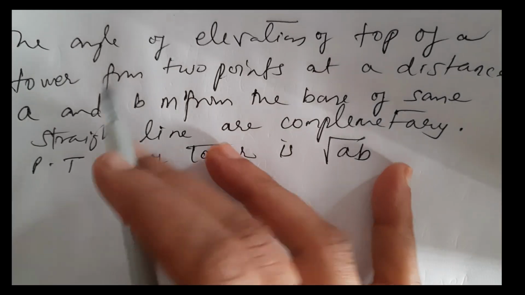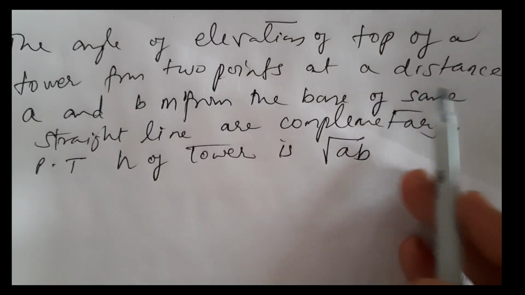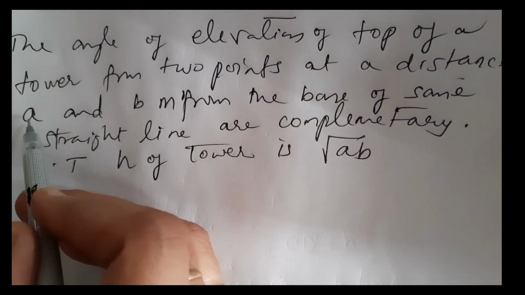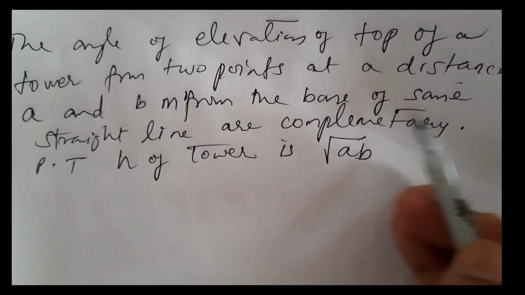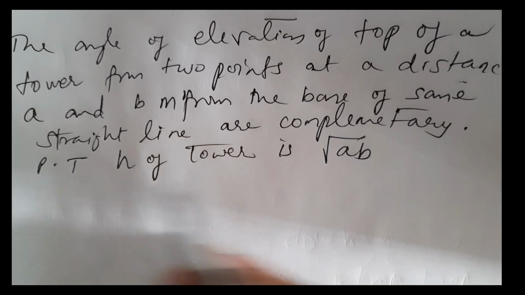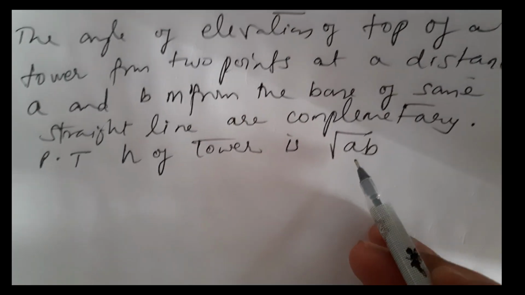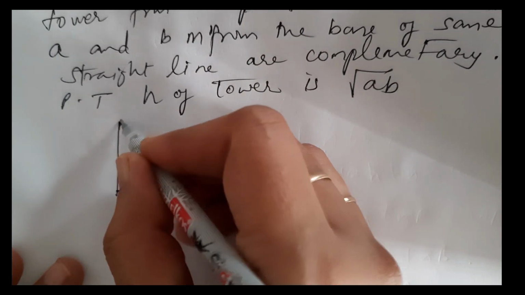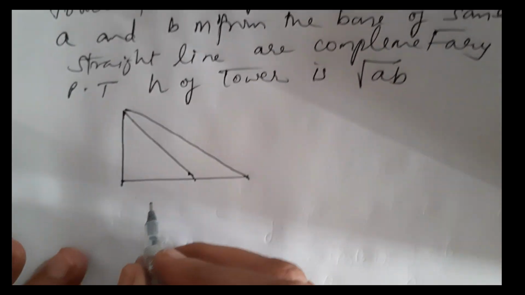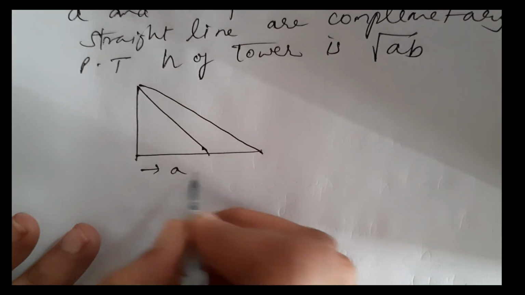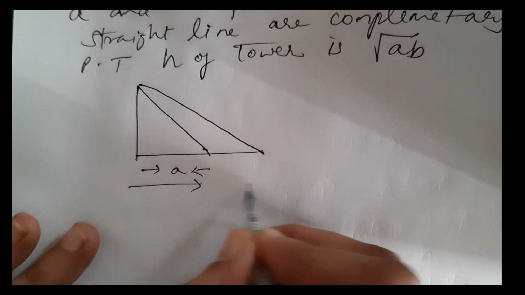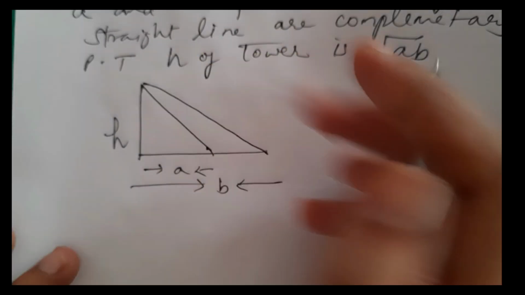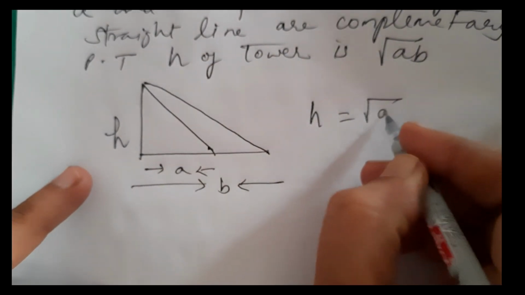Now the next question: the angles of elevation of the top of a tower from 2 points at distances of A and B meters from the base, on the same straight line, are complementary to each other. We need to prove the height of the tower. So let's draw the diagram. Here 2 points are at distances of A and B. We need to prove that the height h is root AB.